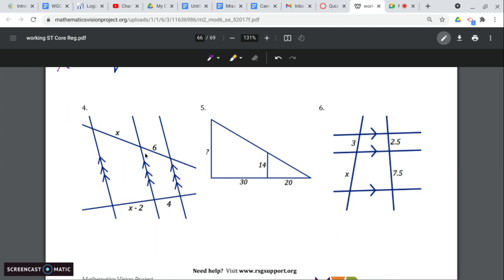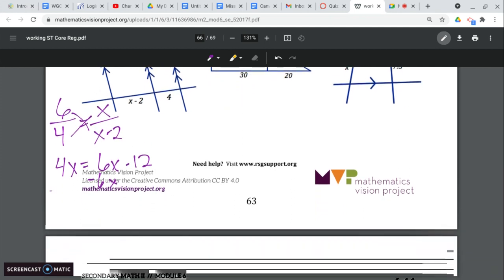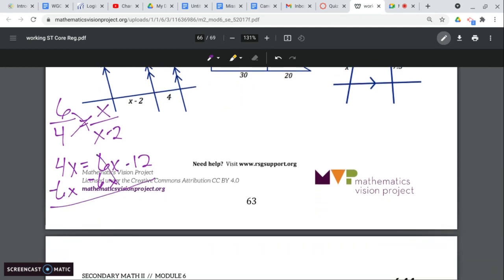So here we're going to set up the parts across from each other over one another. So we'll have the 6 over 4 equal to x over x minus 2. Then we cross multiply. So we have 4x equals 6x minus 12. Subtract 6x. So we end up with negative 2x equals negative 12. We divide both by negative 2. So x equals 6 in this case.